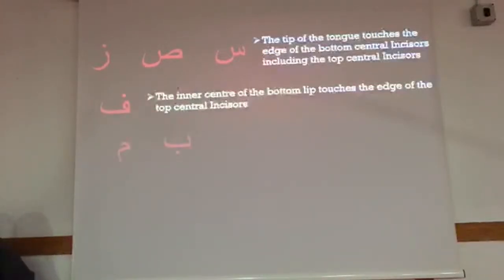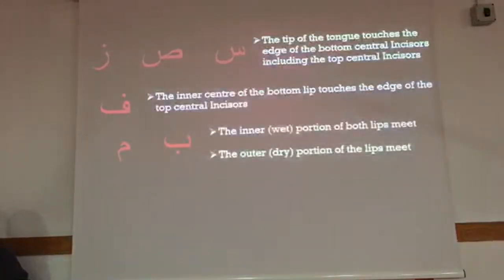Now the next letters we have is ba and mim. Here you'll see the difference between the outer part of the lip and the inner part of the lip. Now ba, when we say the letter ba, I've written it on your sheets actually separately. Ba is when the outer part of the lip, the dry part, meets. So ba. Ba. Wet is showing wet. Did you say wet? Inner portion.